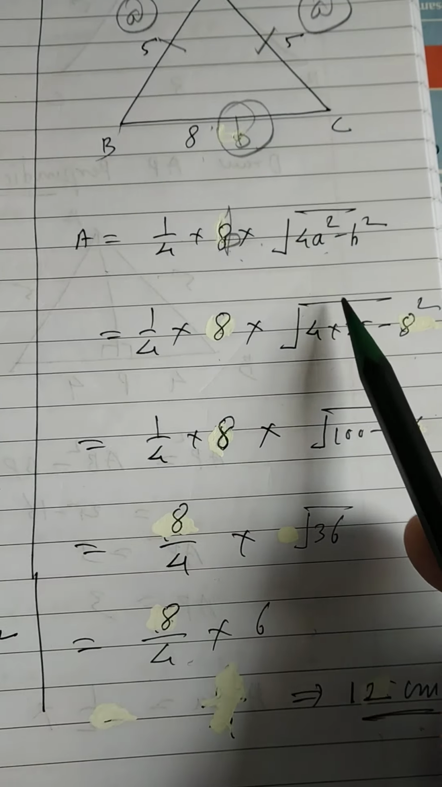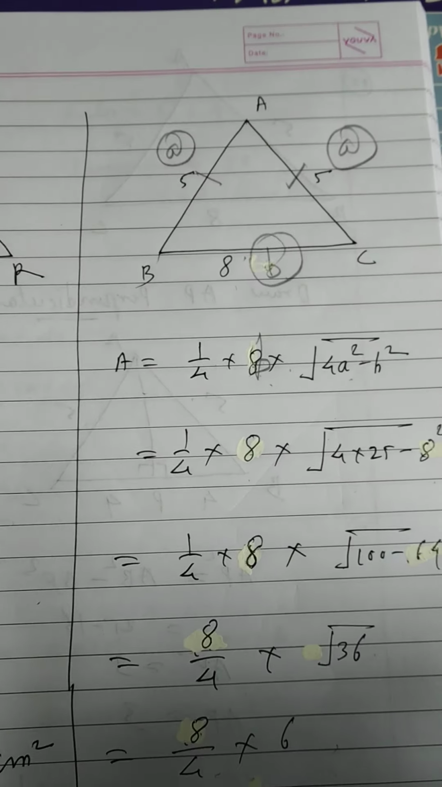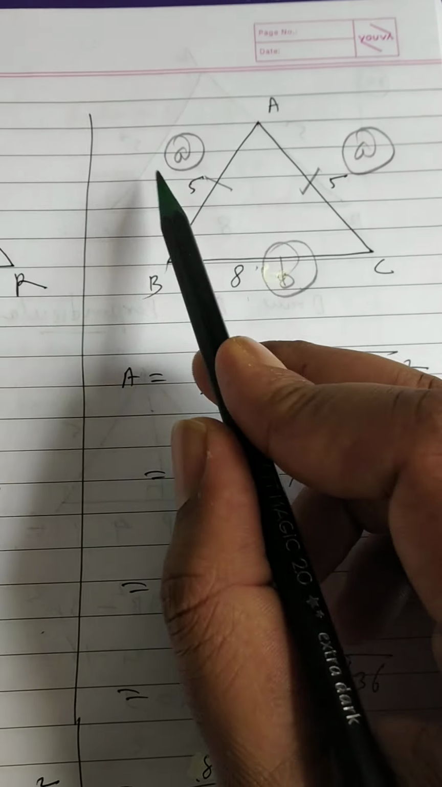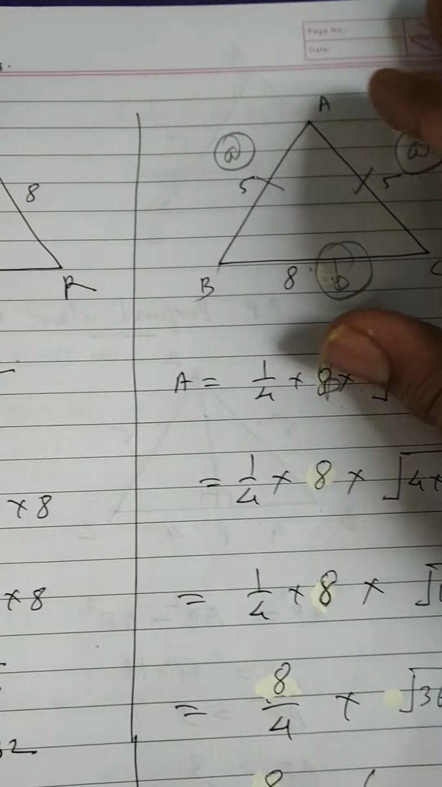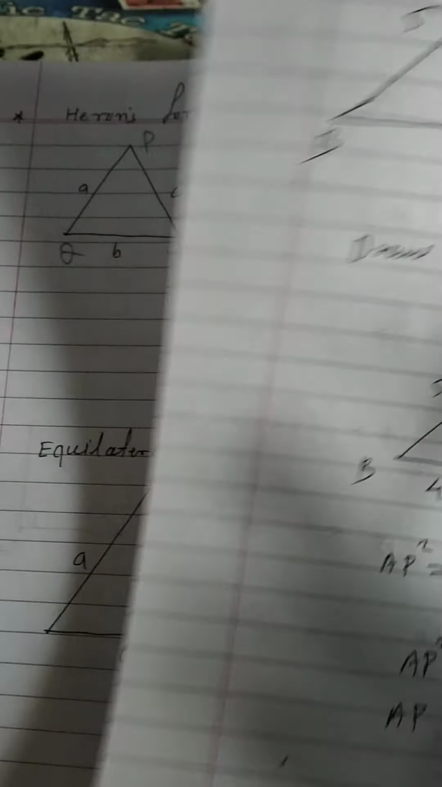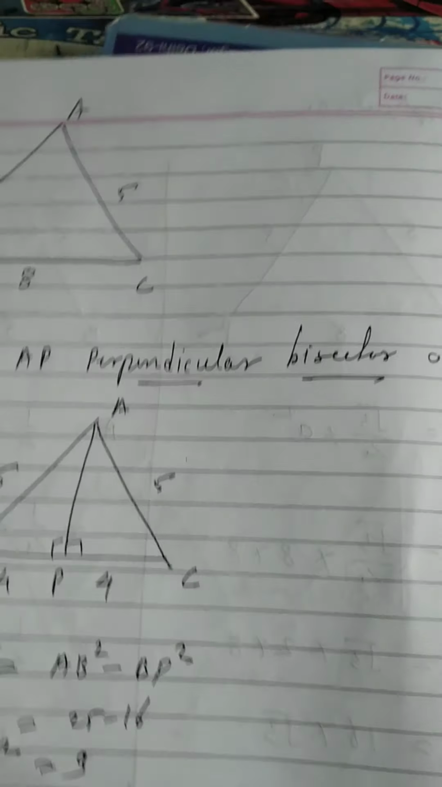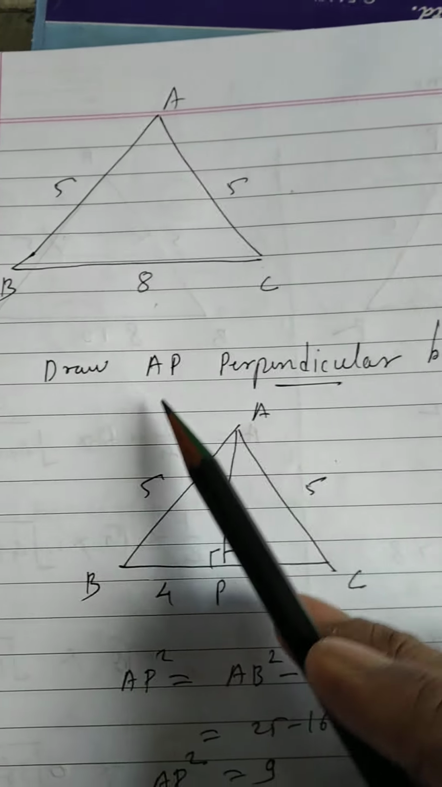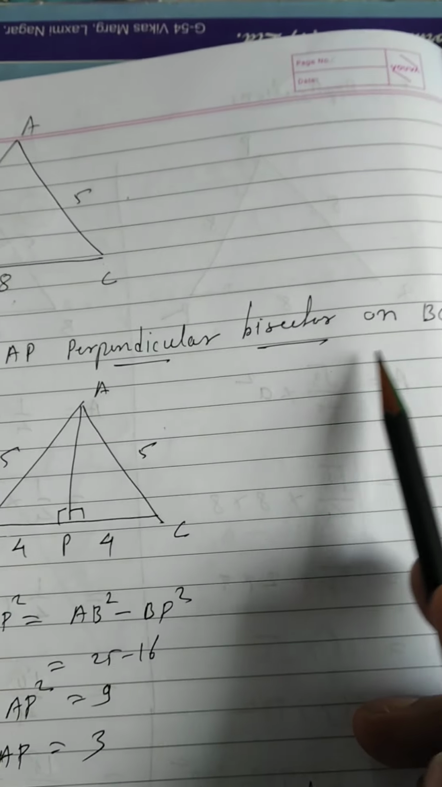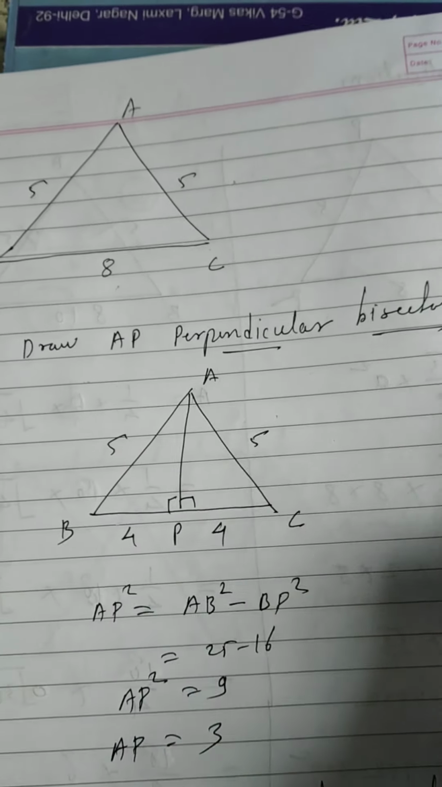After putting all the proper values, you will come across the answer that is 12 centimeter square. Be careful about the calculations. Here you need to just understand the equal sides are called A and the B will be the base. Now this can be solved by a different method also that we will see. Now the same example that we spoke just now, the two sides 5, 5 and the base is 8. But you draw a perpendicular bisector on BC.